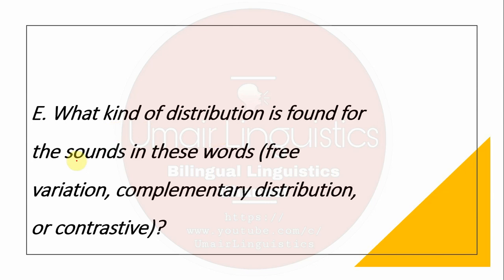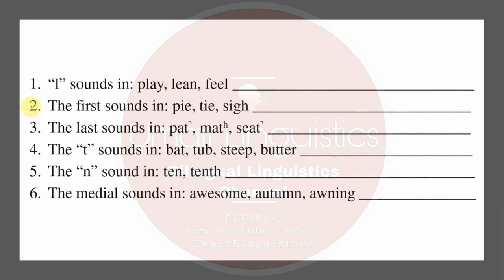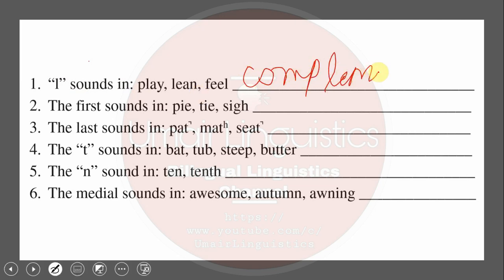Distribution is found for these sounds, these words: free variation, complementary distribution, or contrastive. We have these examples, and we have to tell whether in these sounds there is complementary distribution, free variation, or contrastive distribution. We have to tell about the L sounds in play, lean, and feel. Simply, it is complementary distribution. We have discussed it in previous lectures.